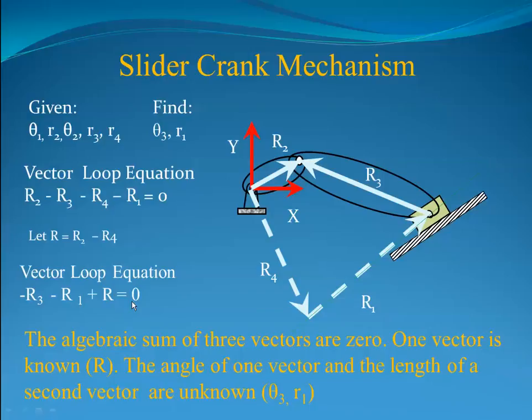Now, the characteristic of this equation is that one vector is completely known, and that's r, and the length of one vector and the angle of a second vector are unknown. In this equation, the length of vector r1 is unknown, and the angle of vector r3 is unknown. And again, we discussed a procedure for how to solve for the unknown length and the unknown angle.